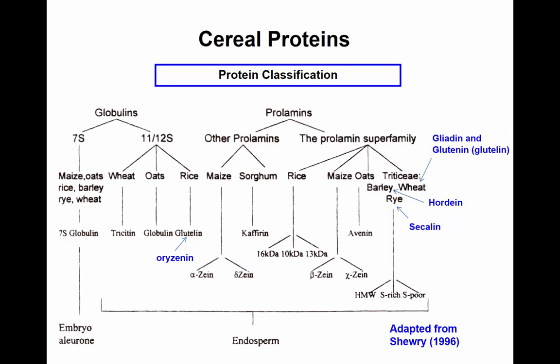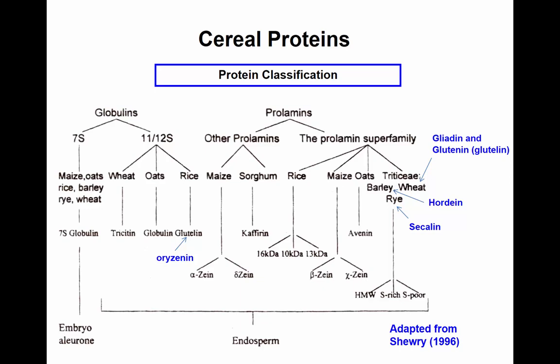So according to Osborne fractionation, you have the albumin and globulins soluble, albumins in water, globulin in salt, and then you have the prolamins soluble in 70% alcohol, and then the glutellins are soluble in acid, and you require some additional solubilization, either detergent or we usually add beta-mercaptoethanol because these are larger and they're polymeric, whereas gliadin is, for example, mostly monomeric proteins.